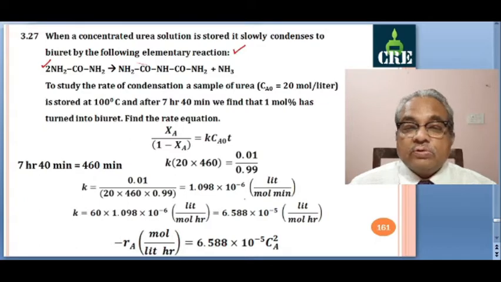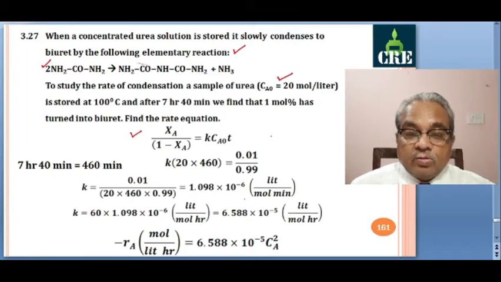To study the condensation of a sample of urea, Ca0 is equal to 20 moles per liter, stored at 100 degrees Celsius. After 7 hours and 40 minutes, we find that 1 mole percent has been turned into biuret. So conversion is just 1%. Find the rate equation. Now reaction is elementary, stoichiometric coefficient is 2. So minus Ra is equal to K Ca square, where A represents concentration of urea. Integrated form in terms of conversion, Xa by 1 minus Xa is equal to K Ca0 t for this second order bimolecular type second order irreversible reaction.